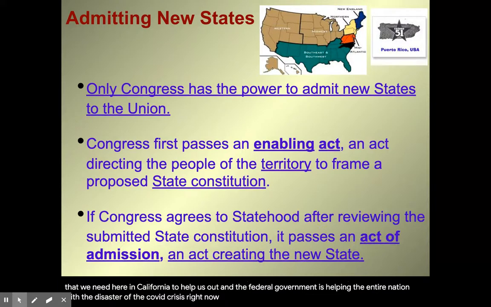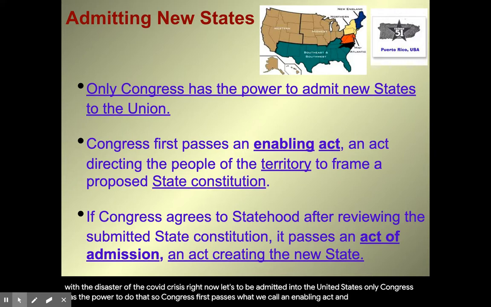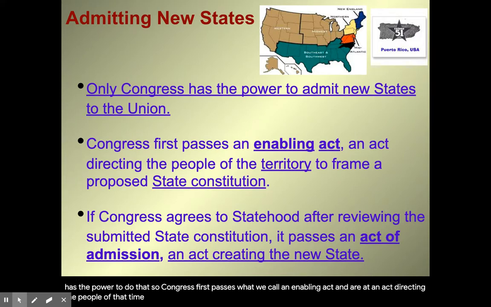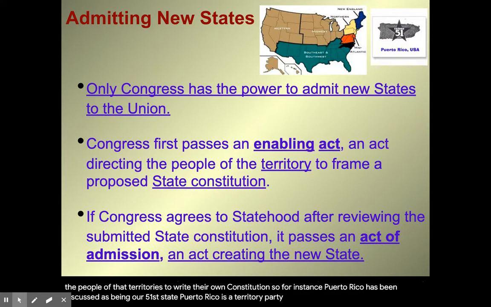If a new state wants to be admitted into the United States, only Congress has the power to do that. So Congress first passes what we call an enabling act, an act directing the people of that territory to write their own constitution. So, for instance, Puerto Rico has been discussed as being our 51st state. Puerto Rico is a territory. Puerto Rico is part of the United States. All Puerto Ricans are Americans.